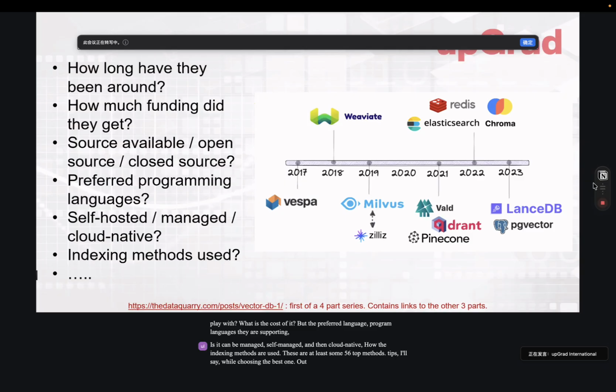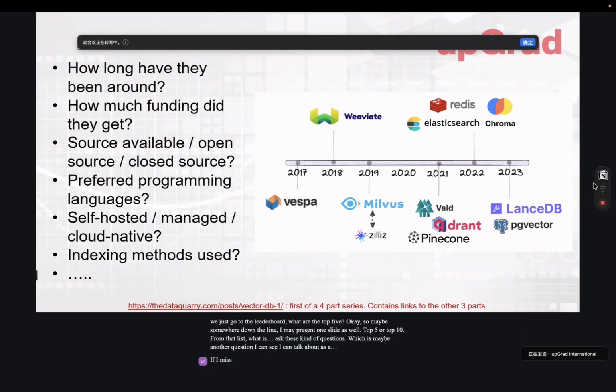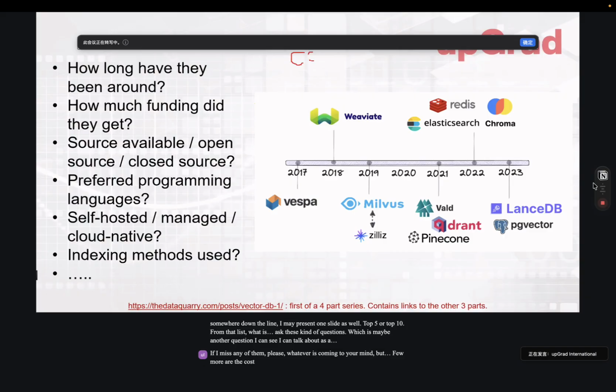After doing all this, my recommendation next is to go to the leaderboard. If you just go to the leaderboard, what are the top 5? Maybe somewhere down the line I may present one slide as well, top 5 or top 10. From that list, ask these kinds of questions. If I miss any of them, please say whatever is coming to your mind, but a few more are the cost definitely.